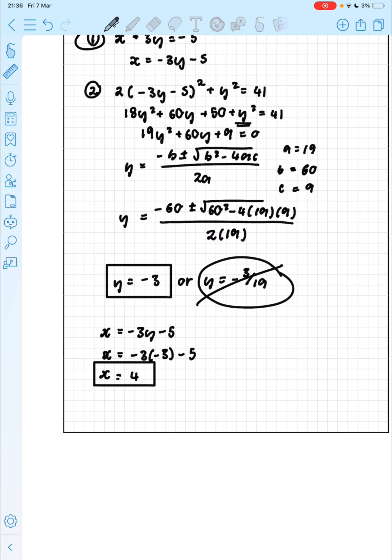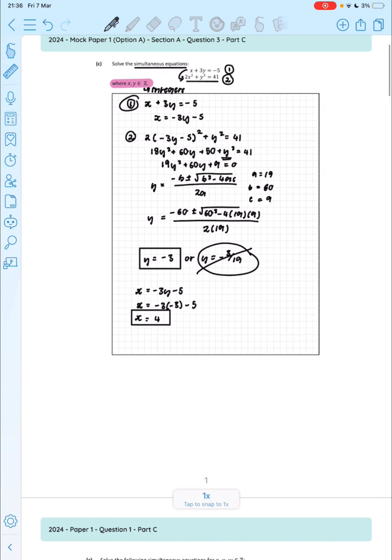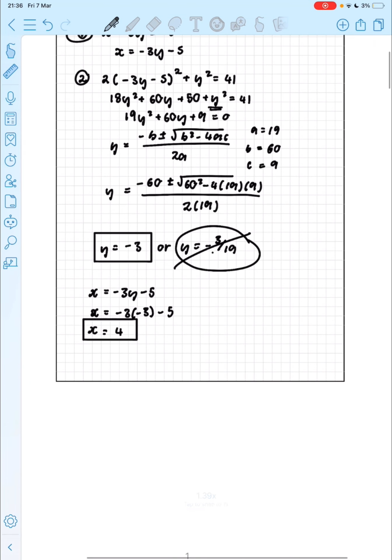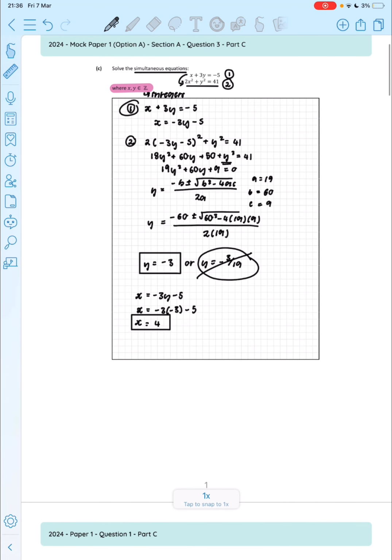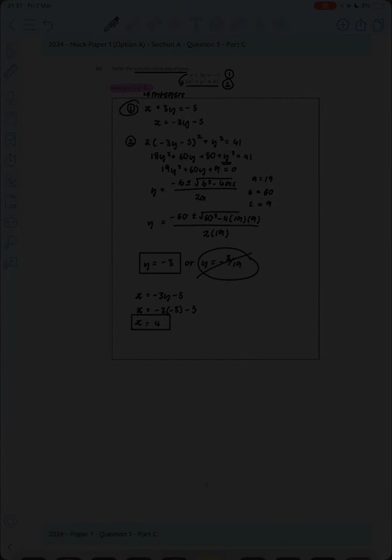And you would only lose 1 mark out of the 10 marks you get for this question if you did not exclude y is equal to minus 3 over 19. But that's just why, if we're trying to get 100% in a question, we always check what form they want us to give the answer in. So they're always trying to catch you out in small ways like that in the Leaving Cert.